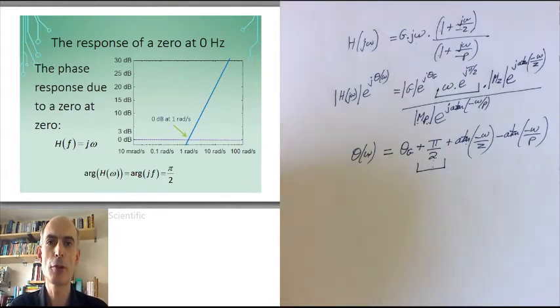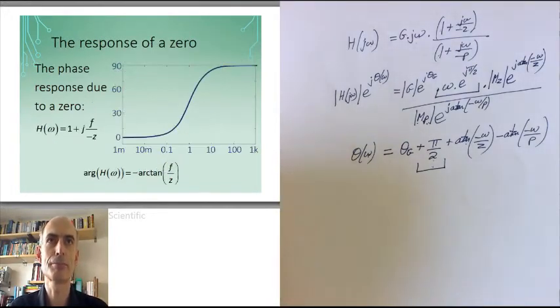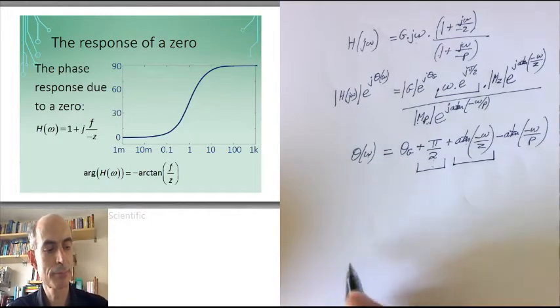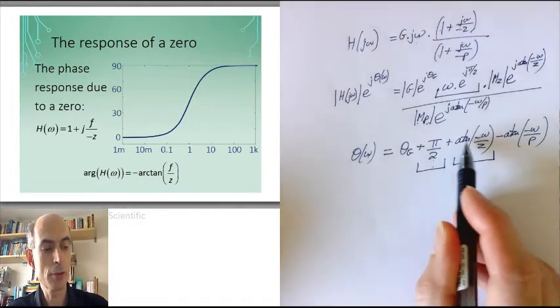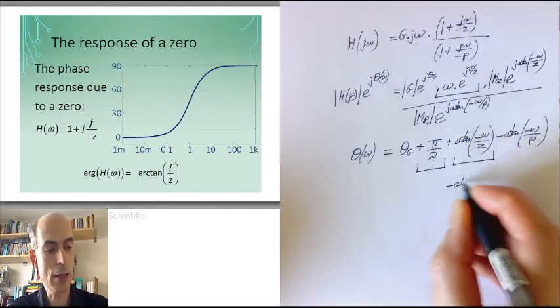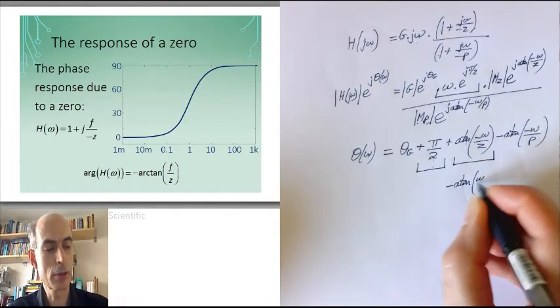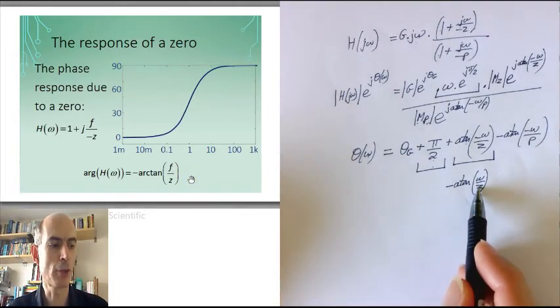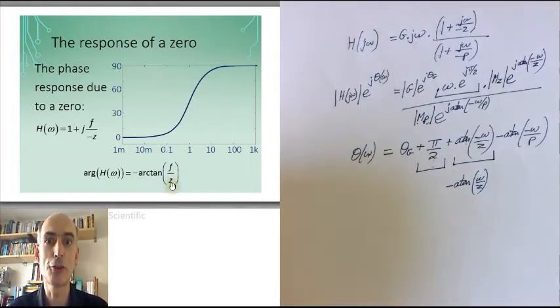Now, how about the zeros not at 0 Hz? That's these ones here. Noting that arctangent is an odd function, I could write this as minus arctan of omega over z, or on the slide I've been working in hertz, so I've written it as f. So slightly confusing. This z is in radians per second, this z is in hertz. Sorry about that. Anyway, if you plot this, you get this type of graph.